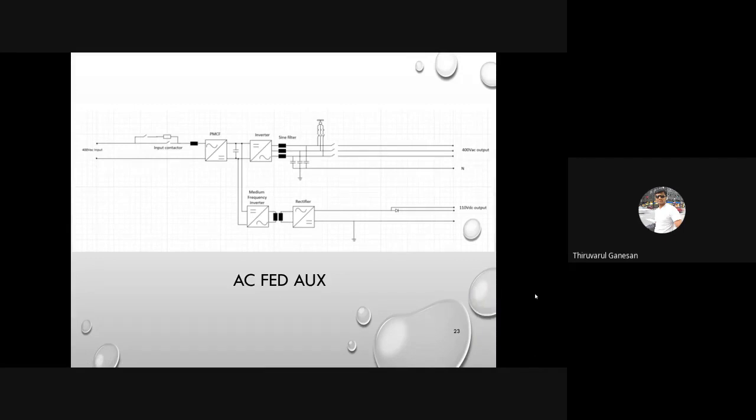As I said before, in auxiliary converters there are two major categories. The first one is based on your catenary system. If it is AC catenary, it's an AC fed auxiliary system. If it is a DC catenary, it will be a DC fed auxiliary system. So this one is an AC fed auxiliary system. Here you have to consider this 415 volt or 400 volt input is derived from the main transformer.